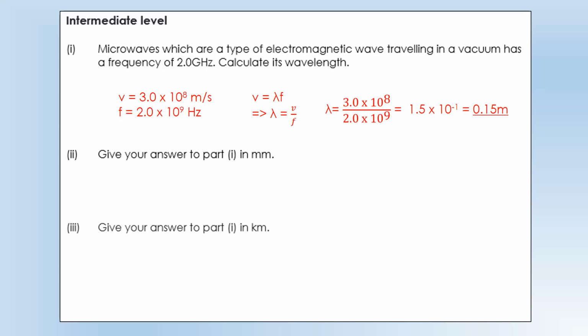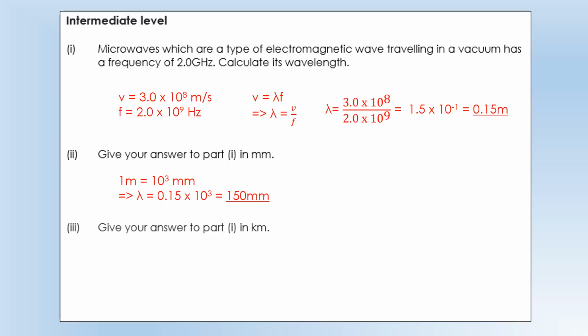Okay, we want to convert our answer into millimeters. The first thing I think about is, well, a millimeter is a shorter unit of distance. So if we're converting a distance in meters into millimeters, we should get a bigger number, because a millimeter is much smaller than a meter. More specifically, there are 1,000 millimeters, or 10 to the 3 millimeters, in 1 meter. So it's going to get bigger by a factor of 1,000 to give us 150 millimeters.